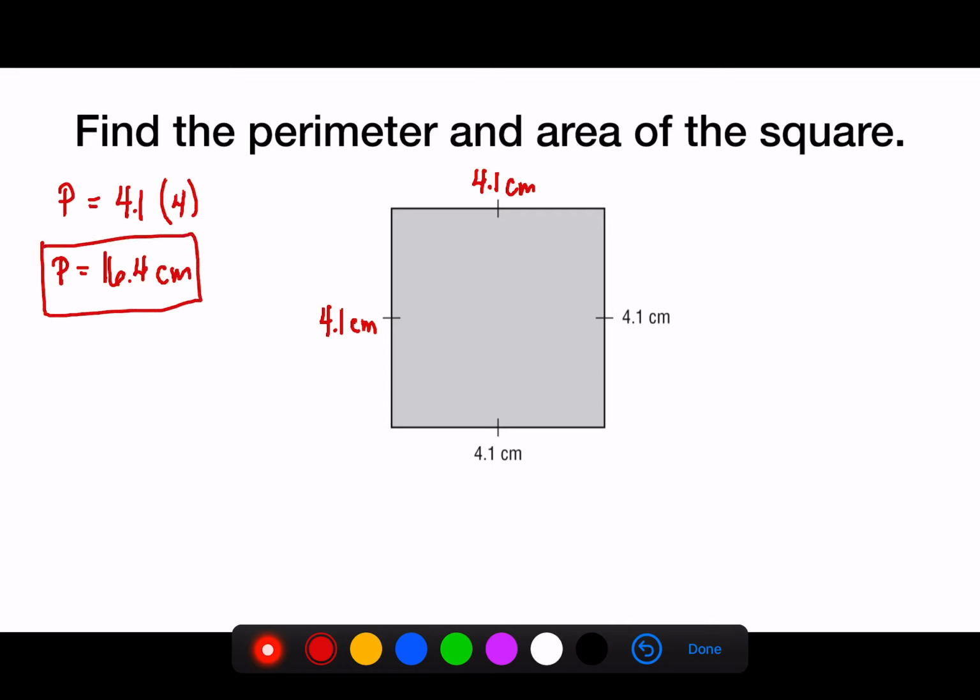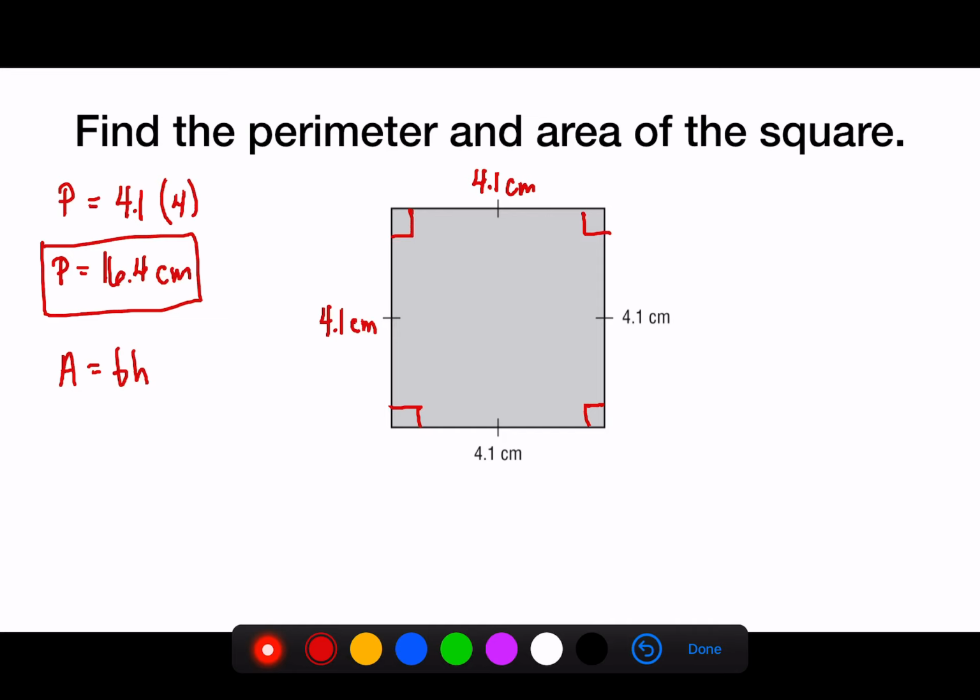Next, for finding the area, since a square is a parallelogram, I can find the area by the formula base times height. Keep in mind, when we find the area, the base and the height need to be perpendicular to each other. In this case, since we have a square, all 4 angles are right angles, so all the sides are perpendicular to each other.